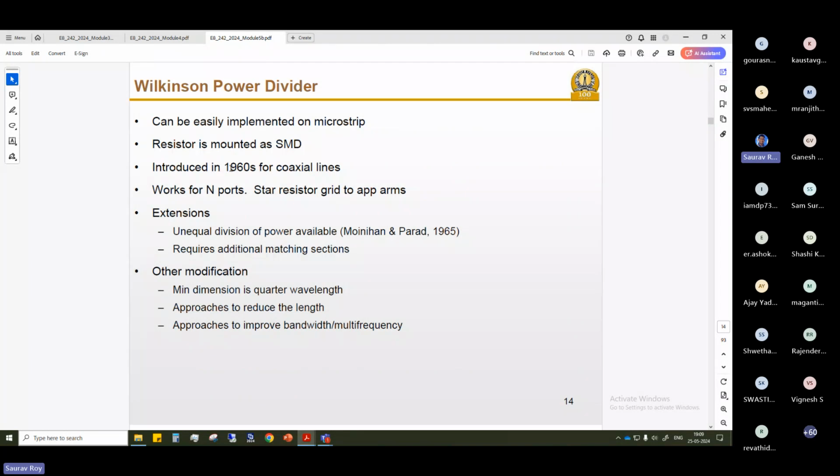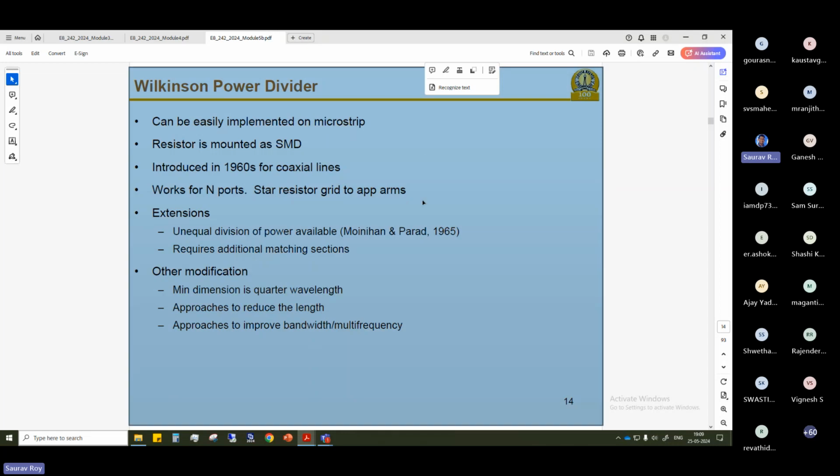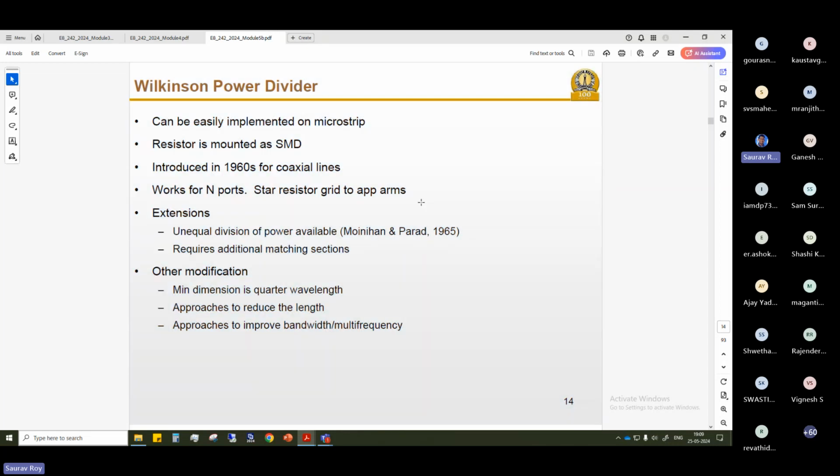See here it says it was introduced in the 1960s for coaxial lines. Okay, it is as old as that, around 64 years old. And there are other extensions available for unequal power division. Those are also available, you can look into that. But basically, we will show you this design tomorrow.